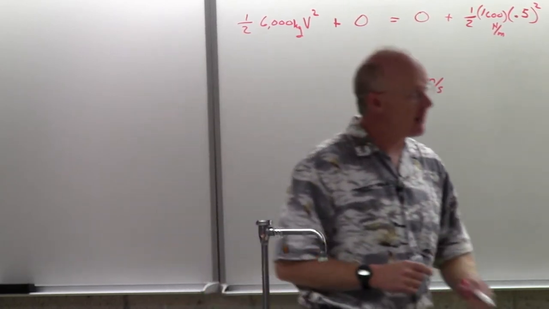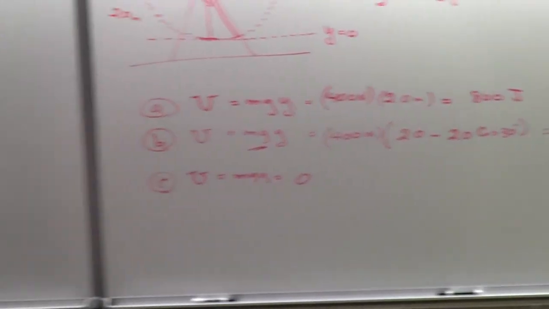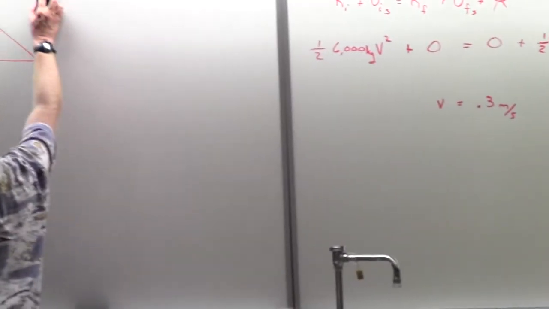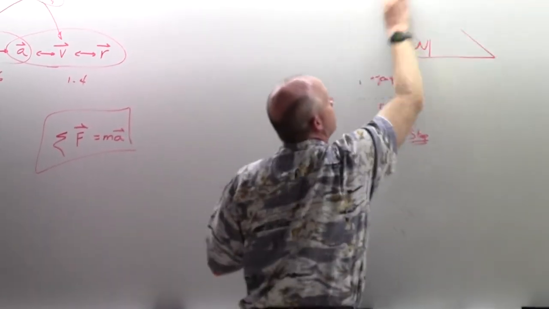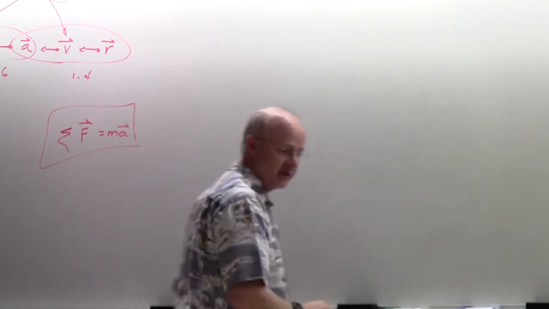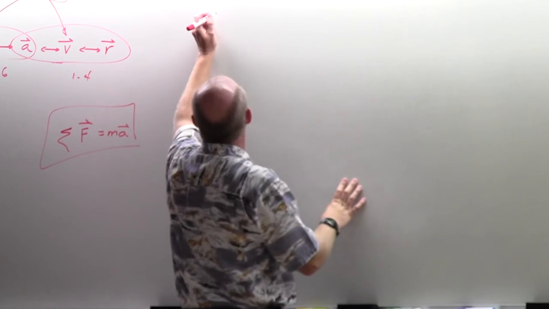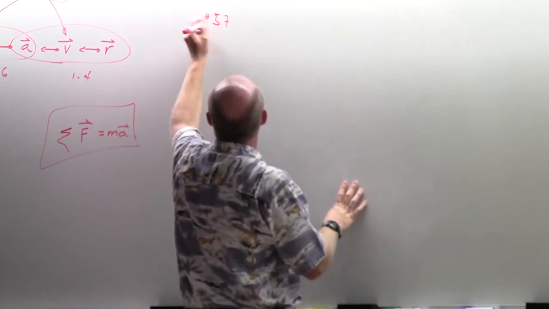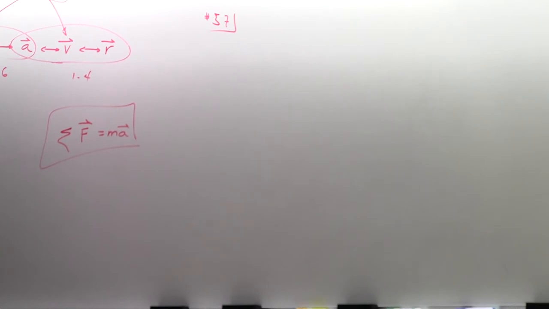Well, let's try my last one here from chapter 7. And then I want to see some with some frictions and some from chapter 8 here. And so the number is this, 57, is one that has kinetic energy, gravitational potential energy, spring potential energy.